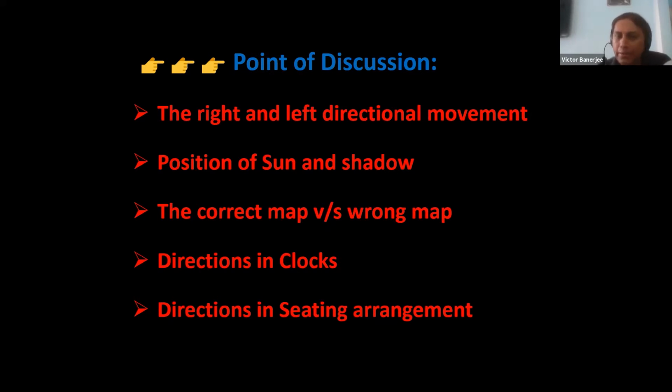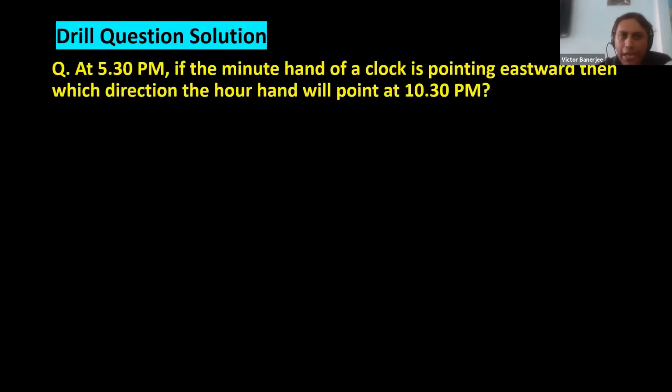In right and left directional movement, as I said, the diagram is very important. So we need to draw a neat and clean diagram. Then we need to use one basic concept which you already know. Let me give you this question. It's given at 5:30 p.m., if the minute hand of a clock is pointing eastwards, then which direction will the hand point at 10:30 a.m.? Remember this question for now, don't solve it. We'll take up this question again once we cover the concept. This is a drill question: how do you find out the direction with respect to the given time?